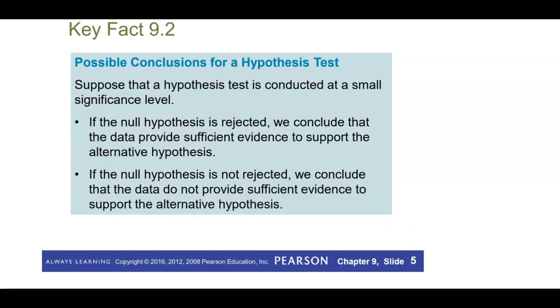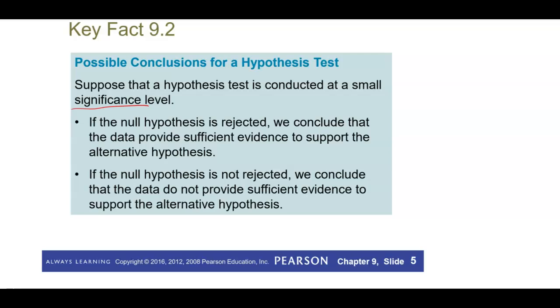If your null hypothesis is rejected, that means we are concluding that our sample data did provide sufficient evidence to support the alternative. If our null hypothesis is not rejected, then we are concluding that the data did not provide sufficient evidence to support the alternative. These are all conducted at specific significance levels.